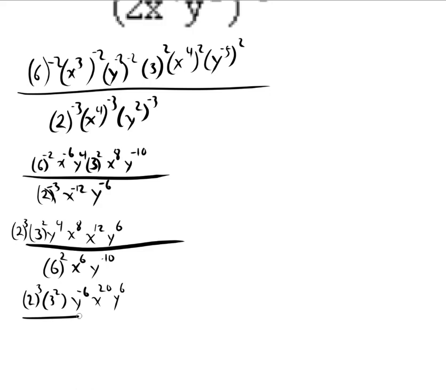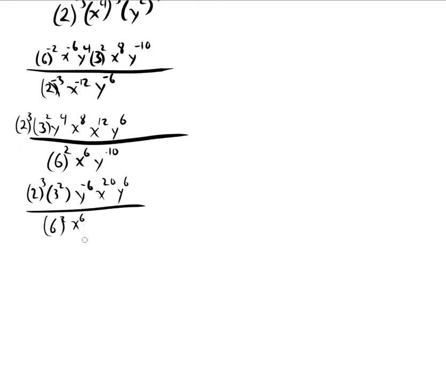And I didn't deal with this x to the 6 on the bottom yet because I was adding these two together. I didn't want to do too many steps in one sitting. So I still have the x to the 6 on the bottom that I have to deal with. So x to the 20 minus x to the 6 is going to be x to the 14, right? Yeah. So that's 2, once again, to the 3rd. Sorry, that got a little bit messy there. That wasn't intentional. 3 squared, y to the negative 6, x to the 14, and y to the 6, right?